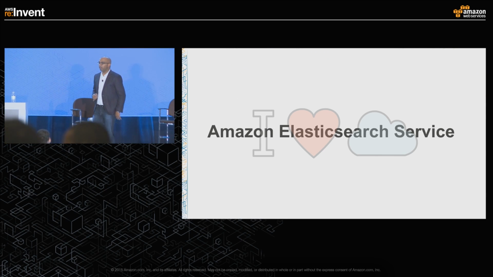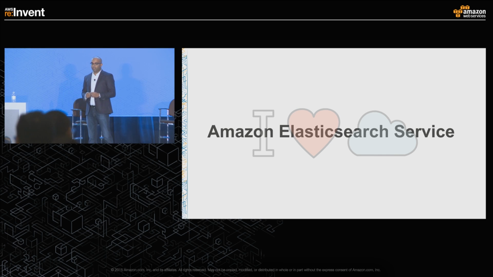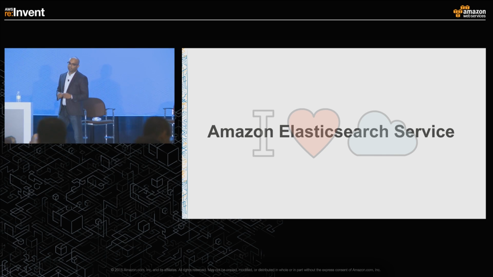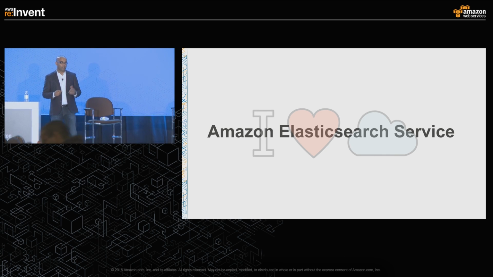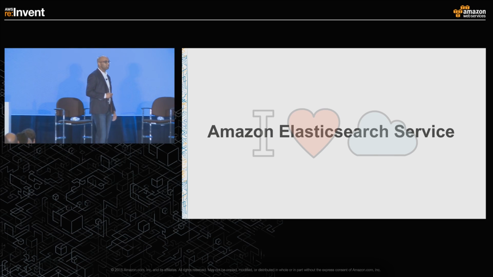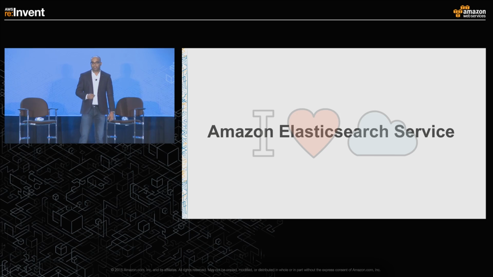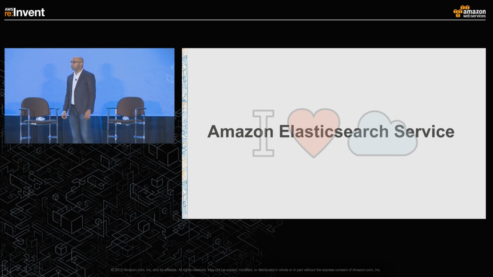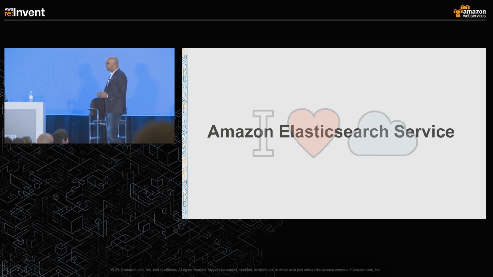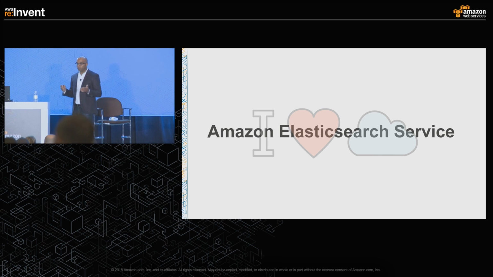So we're here today to talk about Elasticsearch. And it's an especially exciting time for us to talk about Elasticsearch because, as some of you might know, we launched Amazon Elasticsearch Service just last week. Amazon Elasticsearch Service is a managed service from AWS that makes it easy to deploy, operate, and scale Elasticsearch clusters in AWS. Now, we're going to spend a lot of time with this session talking about a lot of the features and functionality that the service offers.